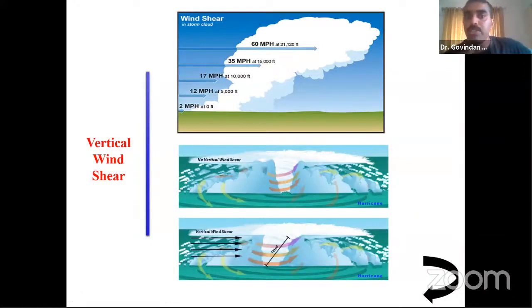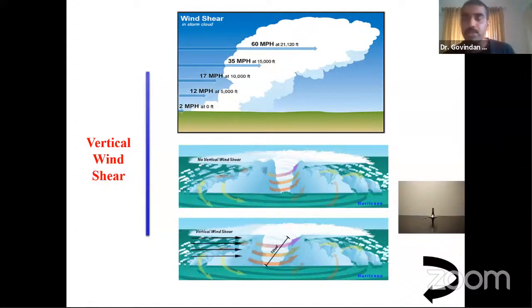So you can see that the wind speed is actually changing with respect to the height. Near the surface, the wind speed is less, and as it moves up, the wind speed increases. This change in the wind speed with respect to the height is what we call wind shear. Just imagine this like a top, which is spinning on its own axis.